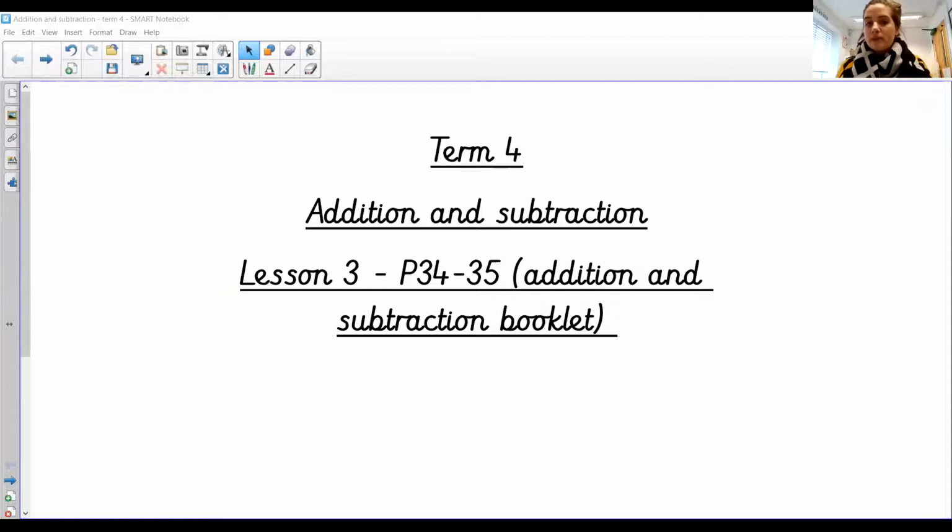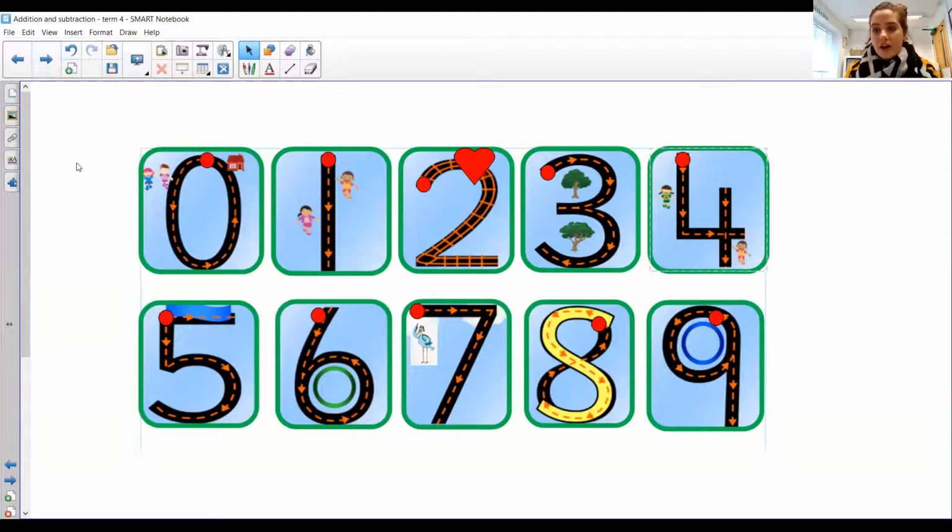Here we go. Okay, so today we're going to be looking at our addition and subtraction White Rose booklet, and we're looking at pages 34 and 35. So just the 2 pages today. Just be mindful not to do any more than that because we'll be looking at the others tomorrow and Friday. Okay, so as normal, pick a number that you would like to do.